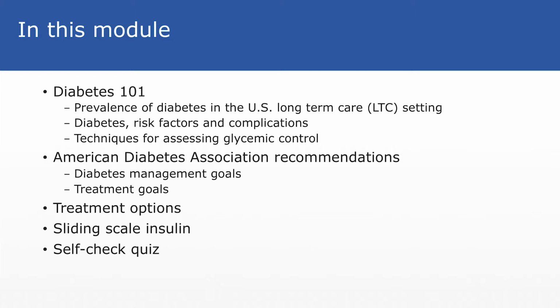Lastly, we will review recommendations from several national professional associations which advocate against the use of sliding scale insulin, also known as SSI, and discuss more appropriate insulin treatment regimens in this setting. This module will end with 4 self-check questions to reinforce key concepts from the section.